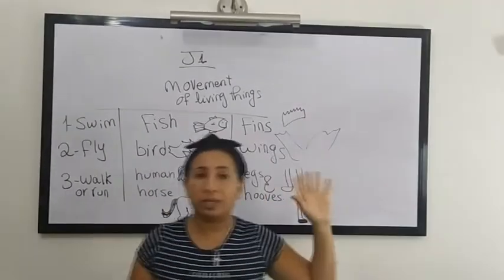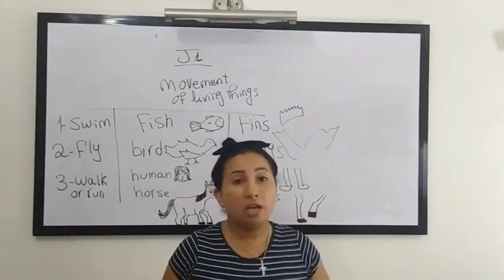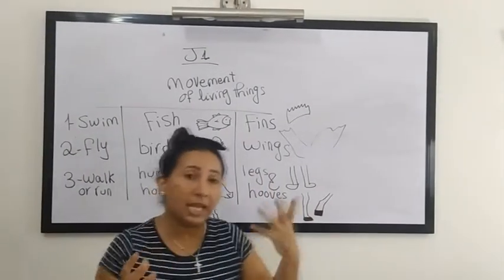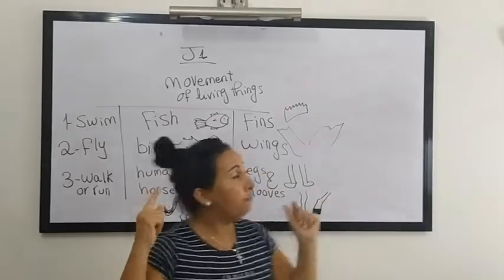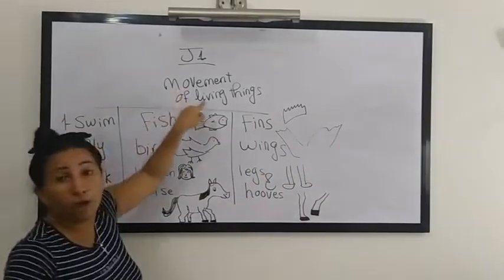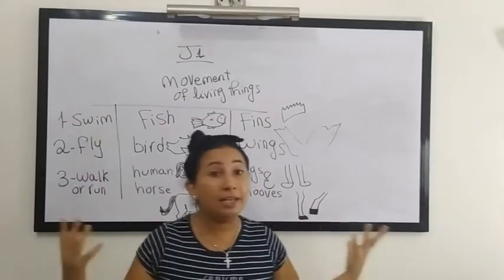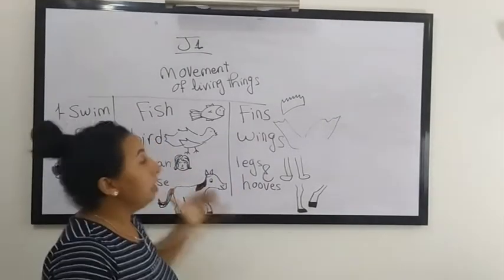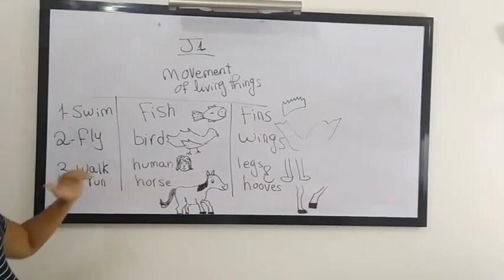We started before with living and non-living things. Today we will study some things that living things can do. First, we will study the movement of living things. How can living things move? There are many things we will study.